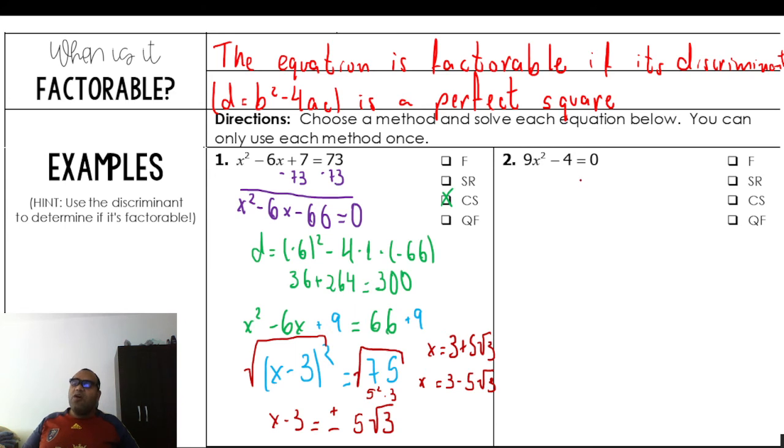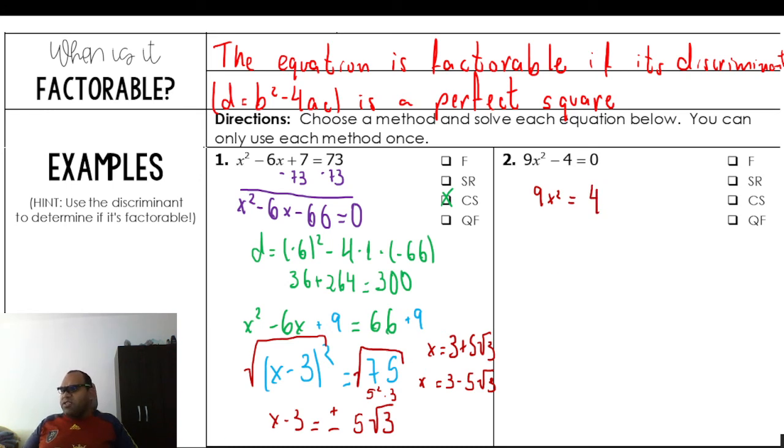Guys, the second one, the equation is factorable. Oh, mister, I don't have b. Oh, guys, I don't have b. When I don't have b, how can I solve this one? Square root, yes, let's do it. Move negative 4 by the opposite, it will be 9x squared equals 4.